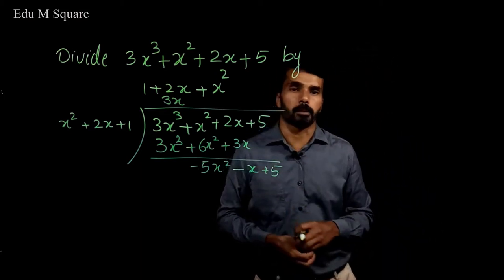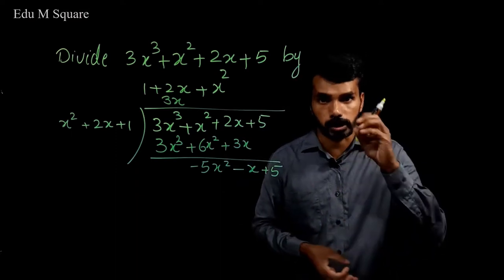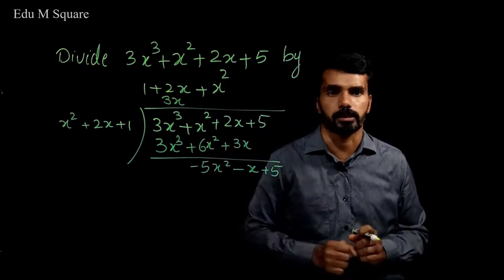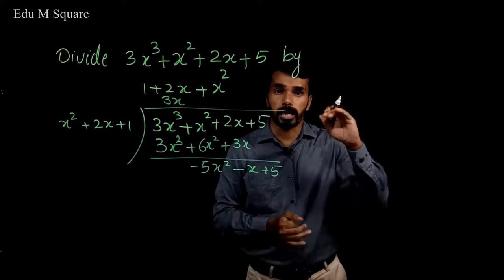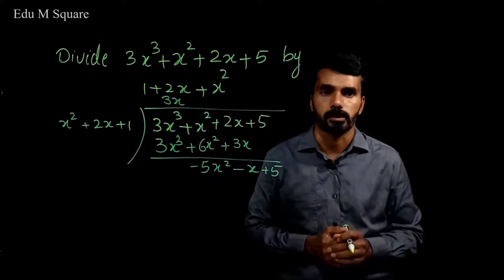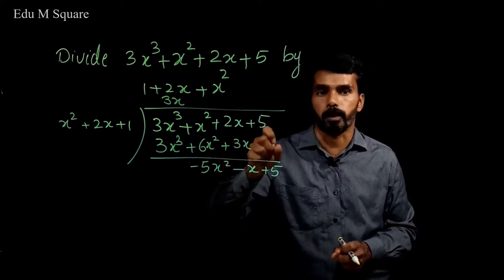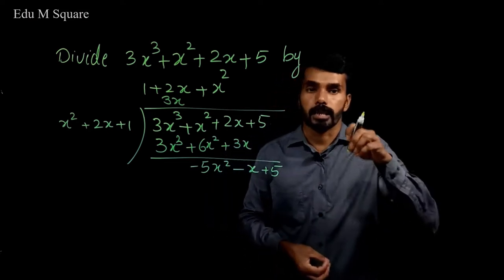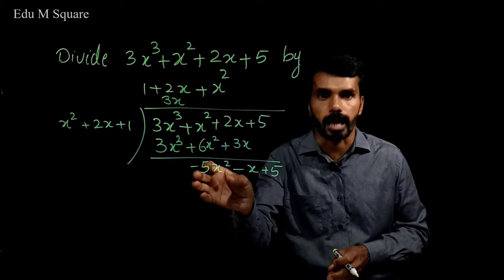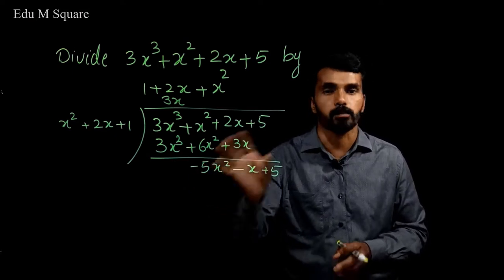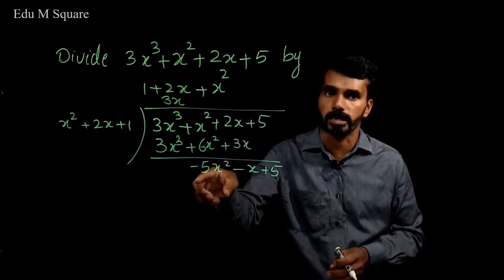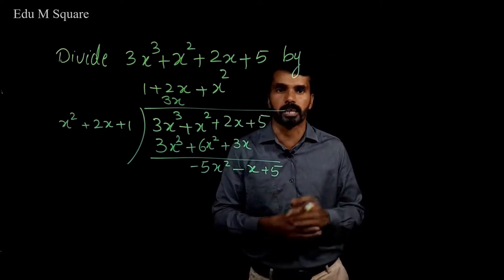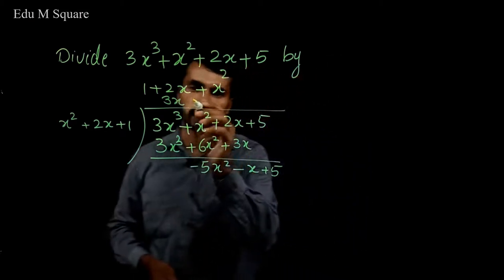Now this remainder becomes the new dividend. So step 2. In step 2 we consider this as the new dividend. To obtain the second term of the quotient, we divide the highest degree term of the new dividend by the highest degree term of the divisor. Here the highest degree term of the dividend is minus 5x square. So we divide minus 5x square by x square. The common factor from numerator and denominator cancels out, then remains minus 5.